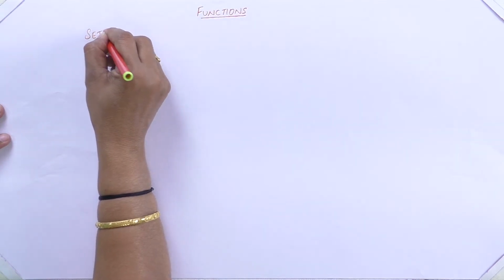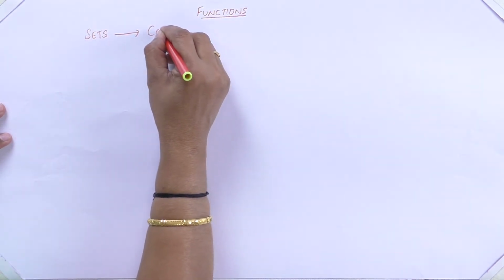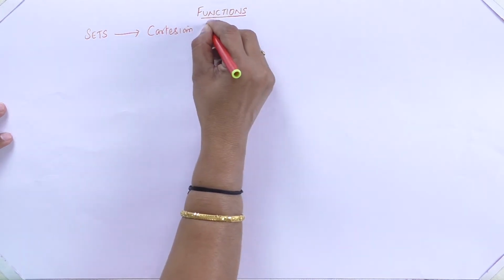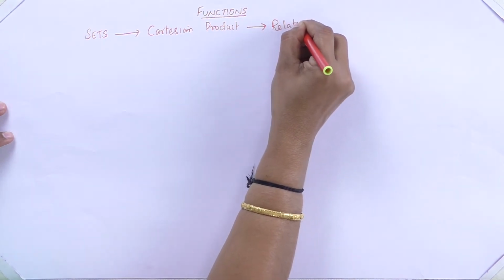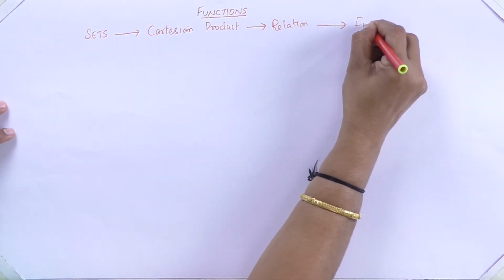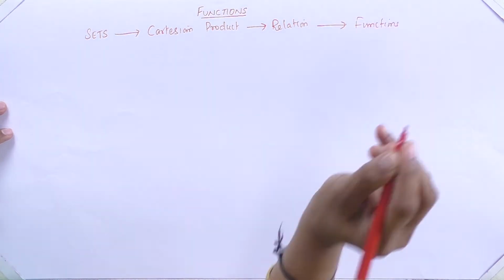Before that I will just tell you, we have started with sets and then we have seen what is a Cartesian product. And then we have moved on to relation. And finally from this relation we will move on to functions, right? So the origin of this function is, it comes from sets. From the sets we see what is a Cartesian product, and this Cartesian product is extended to relation. Further this relation is extended to function. So there is a connection between all these terms, right?